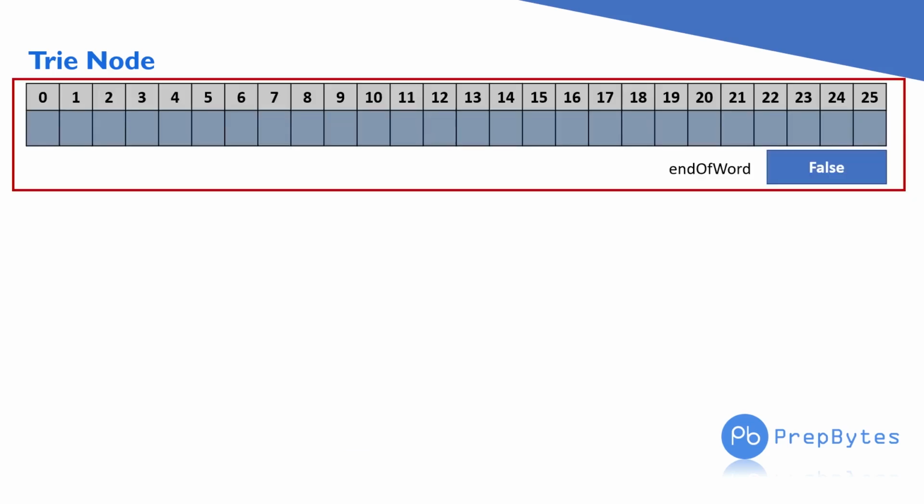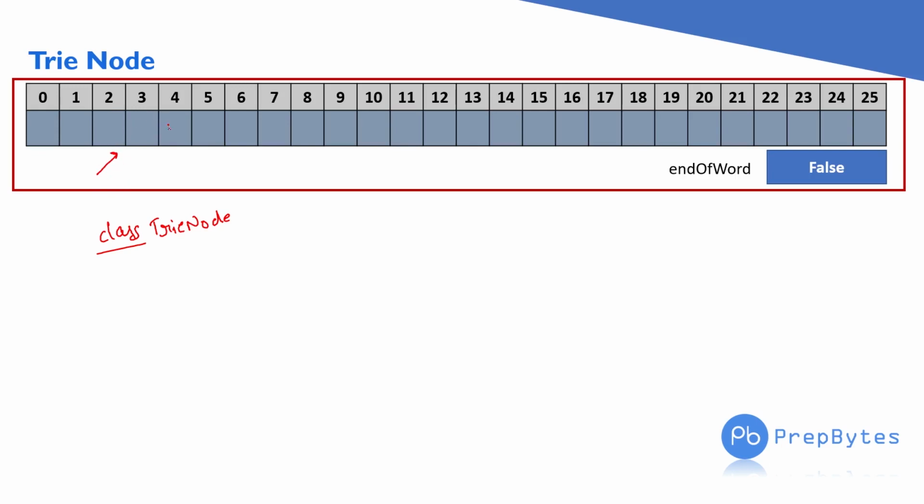So this is my node, correct? An array and a boolean variable. So obviously you have to create a class. You can name it TrieNode. Now in this TrieNode, we have to create this array. And what is the type of the array, guys? The type of the array is nothing but a TrieNode itself.